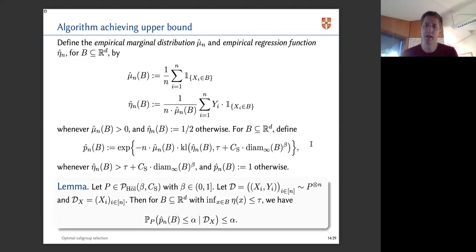Okay, and this little lemma here is just confirming that with this definition of p hat n of B, this does indeed define a p-value. In fact, it's a p-value even conditional on the x data points. So of course I could uncondition this statement and just argue that this is a p-value. So in other words, whenever you give me a set B where the infimum is less than or equal to tau, then p hat n is a p-value in the sense that it's a super-uniform random variable.